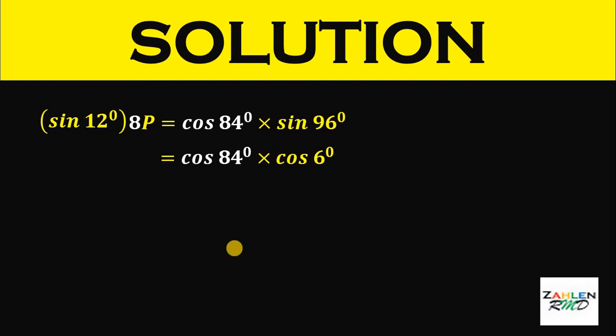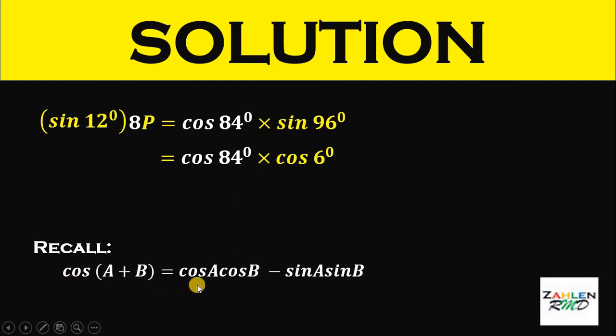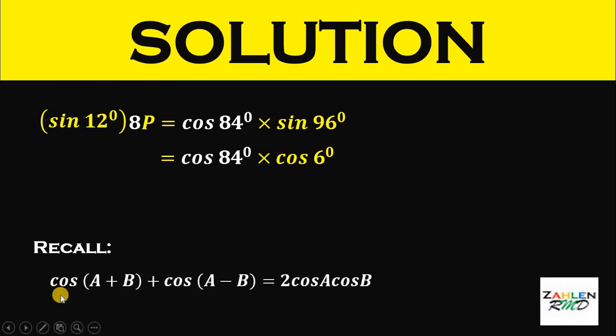Now, at this point, we need to recall again some compound identities. So, if we have cosine of A plus B, it is equal to cosine A times cosine B minus sine A times sine of B. Also, if we have cosine of A minus B, it is equal to cosine A times cosine B plus sine A times sine B. Now, what will happen if we add these two equations? Sine A times sine B will cancel out and will give us cosine of A plus B plus cosine of A minus B must be equal to 2 times cosine of A times cosine of B. Now, it is similar to our expression right here.